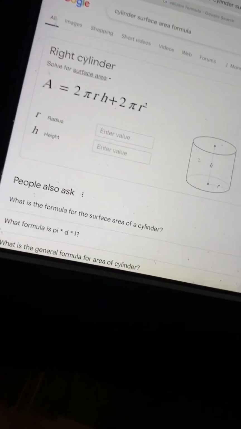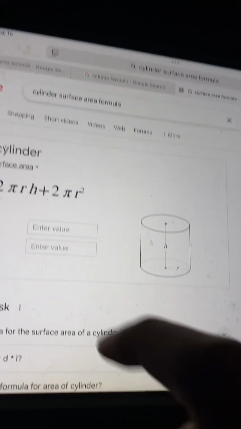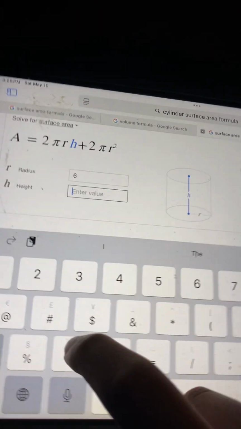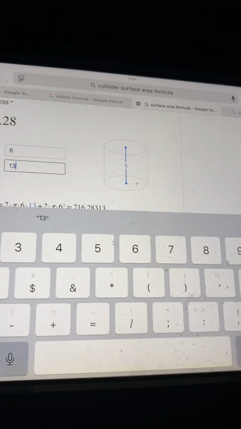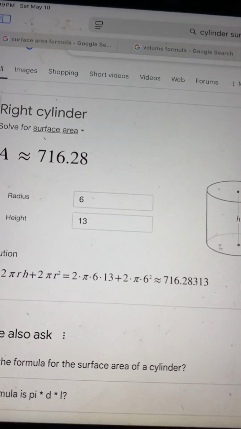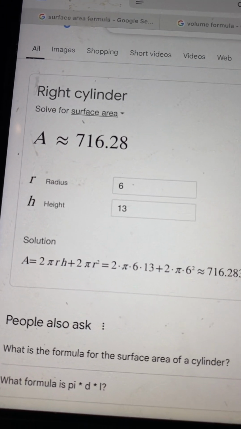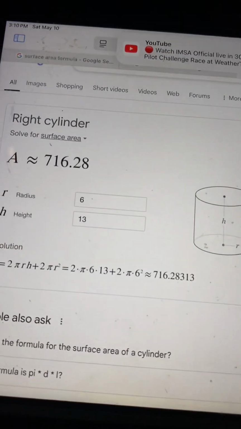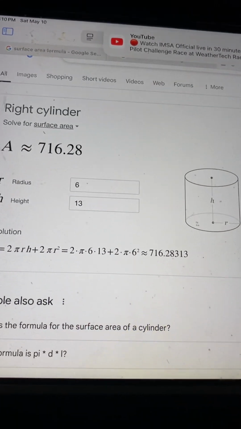Let's substitute some numbers in. r is the radius, and h is the height. So, let's substitute some numbers in order to find the surface area of a cylinder. Let's say the radius is 6, and the height is 13. The answer should be 716.28, or around 716.3 if we round it to the nearest tenth. So, yeah!